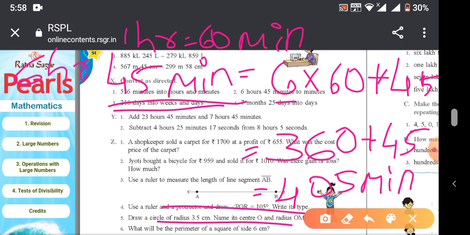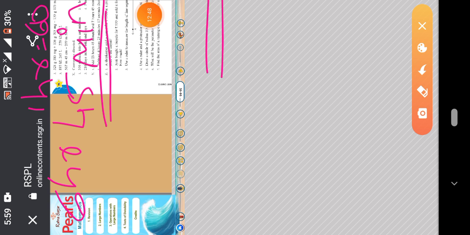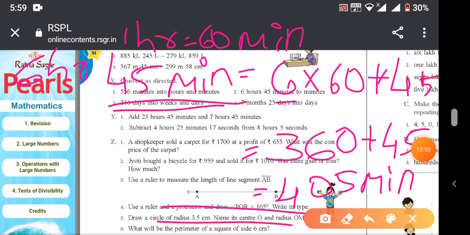So here, when we have to convert hours to minutes, multiply into 60. And when we have to convert minutes to hours, we have to do division, sum divided by 60. Okay. So next, in this way, you can solve the remaining two sums.